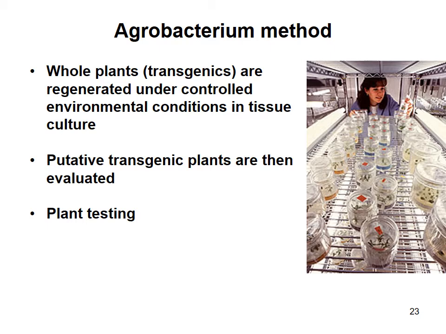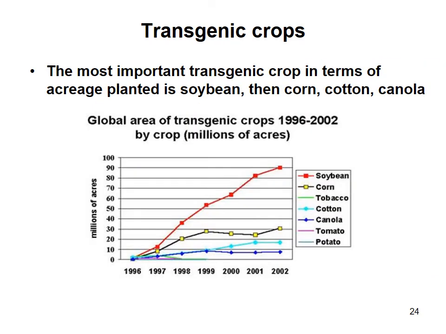The next step in the process involves evaluation trials in greenhouse and in the field to test the effects of the transgene and also overall performance. And this phase also includes evaluation on environmental effects and food safety. The most important transgenic crop in terms of acreage planted is soybean, followed by corn, cotton and canola.